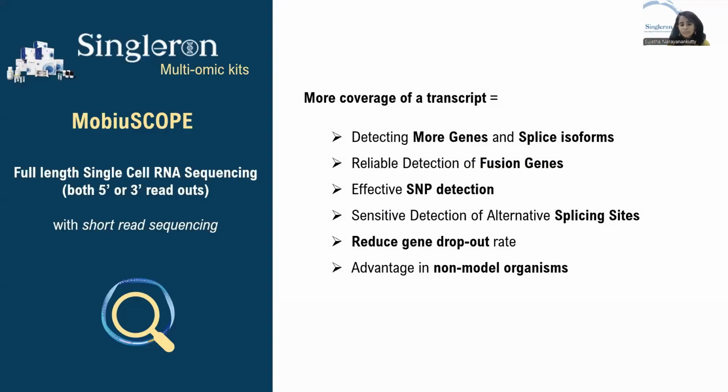And another kit I just want to highlight is Mobioscope. So here we're looking at a kit that can give you more coverage of every transcript. So this is if you're looking for more genes, more splice isoforms, interested in understanding alternative splicing sites, or you're working with non-model organisms that don't have a very well annotated genome. So for all these cases, we also have an option where you get more than just the data you would get from a single cell kit. So this is also something that's available to think about.